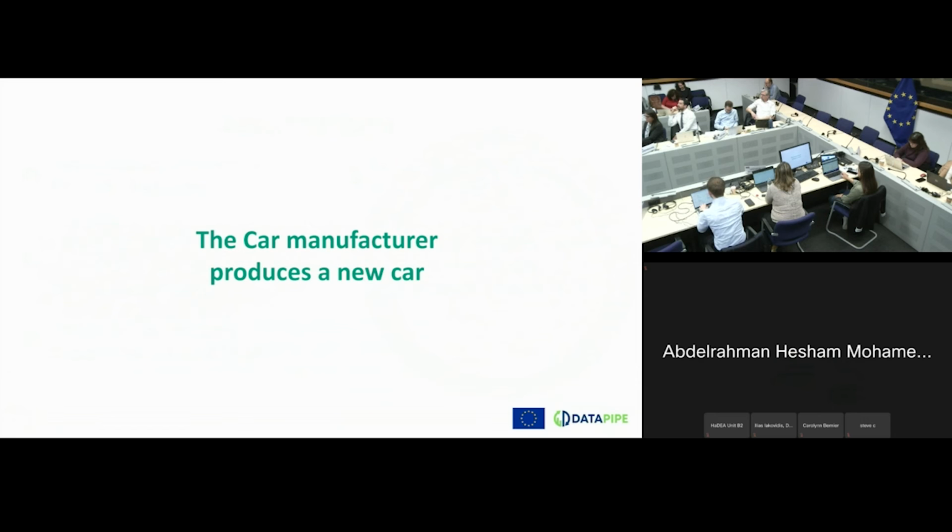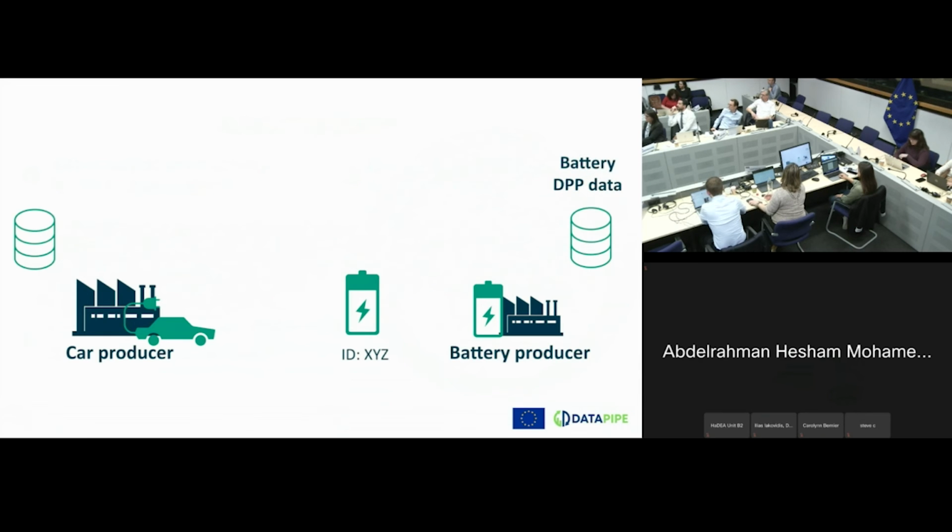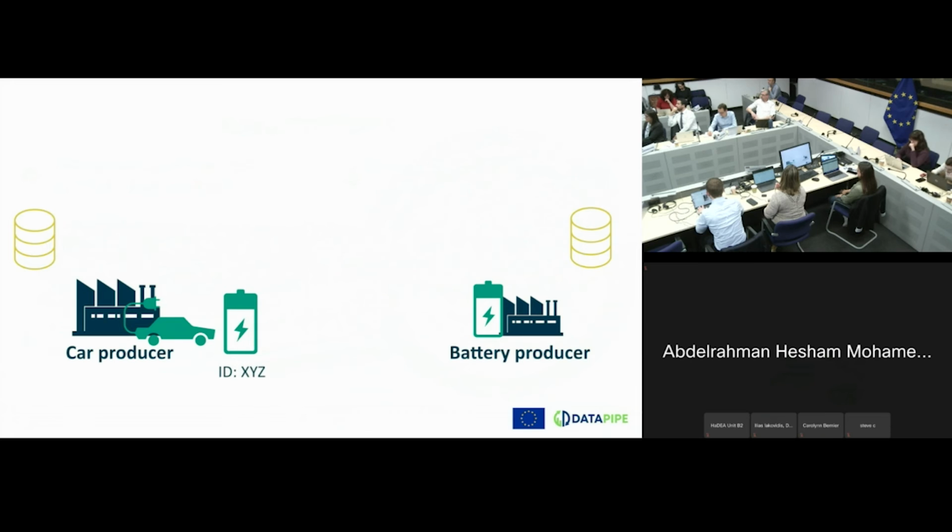The imaginary scenario runs as follows. When producing a specific car, the car company orders a battery. The battery producer issues an identifier for that battery, and at the same time publishes the DPP data on its system. This data then becomes accessible, via a web link, to anyone with the correct authorizations. The battery producer sends both the battery and the link to the battery DPP to the car producer.